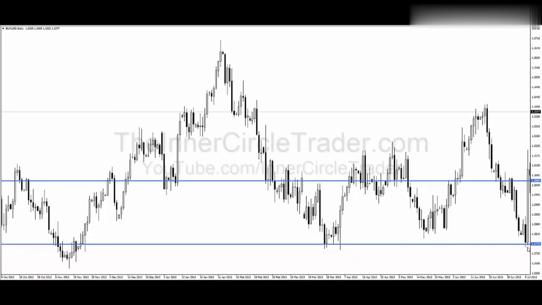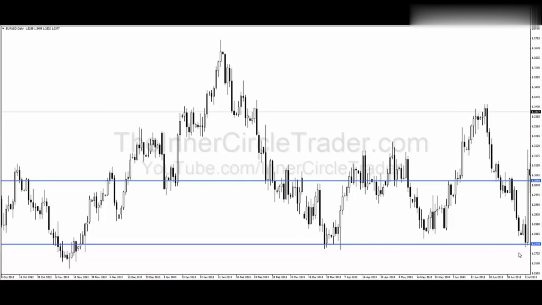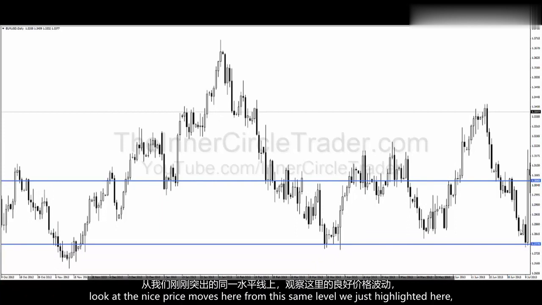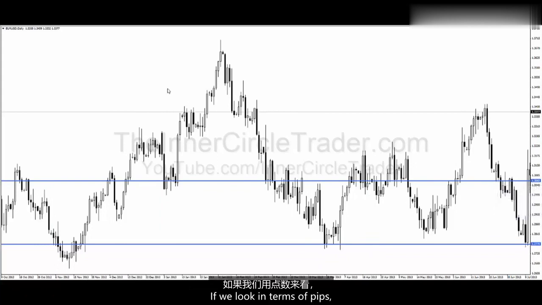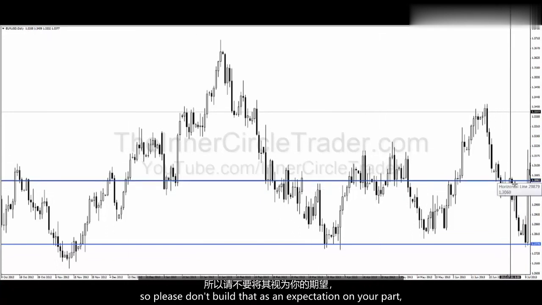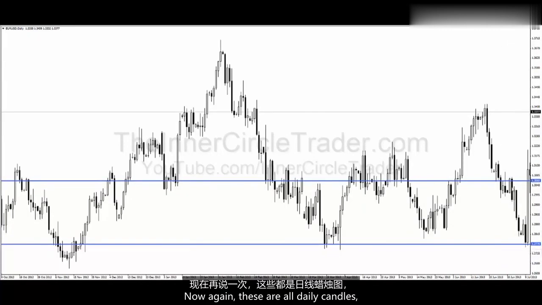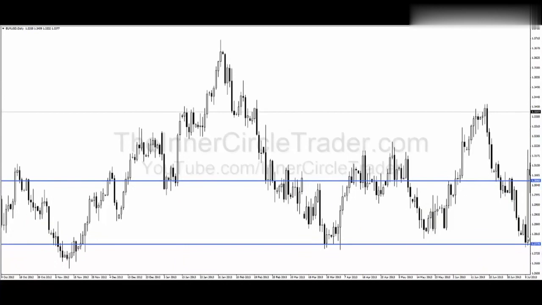So you can clearly see just by this simple approach of looking at the higher time frame charts here, look at the nice price moves from this same level we just highlighted. If we look in terms of pips, now again, we're not expecting to get the entire move, guys, so please don't build that as an expectation on your part. But if you look at that move from that level down to this level, that's 292 pips. And that's pretty respectable. Now again, these are all daily candles, so that's less than a month.